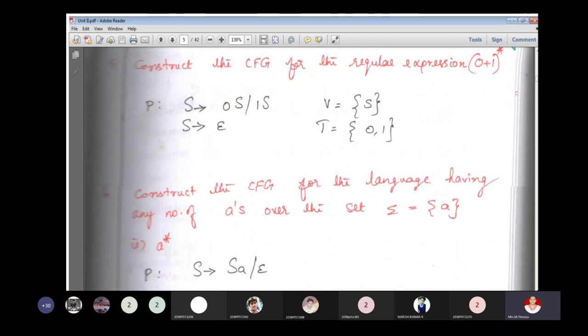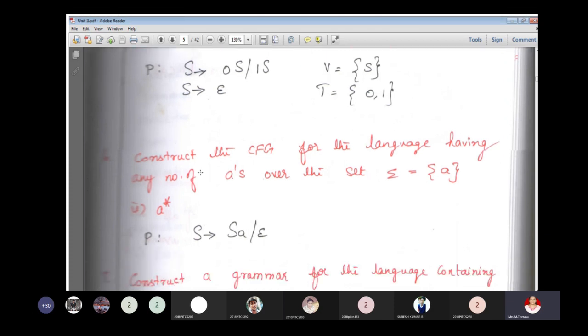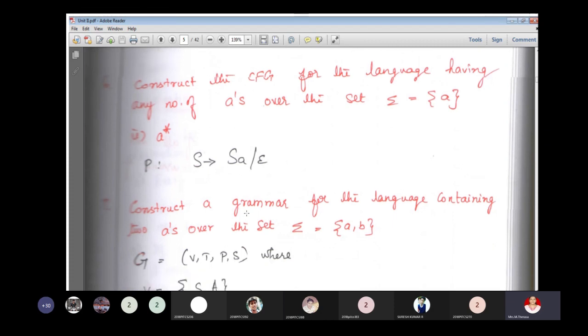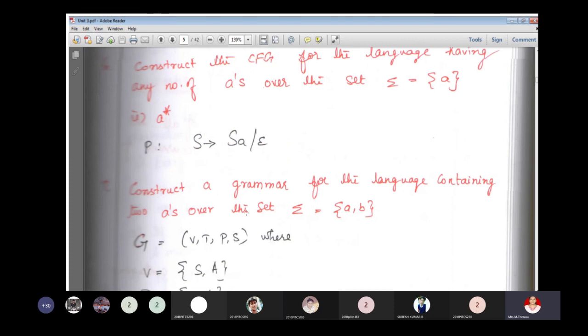Construct the context-free grammar for the language having any number of a's over the set sigma equal to {a}. How can you represent any number of a's? It is a star. So a star should be generated by the grammar which you are going to write. Very simple: S goes to Sa or epsilon. These are the production rules which can produce any number of a's, including epsilon.